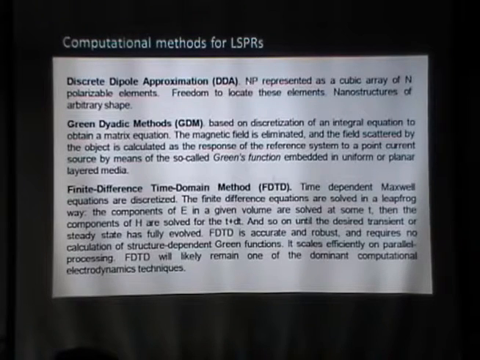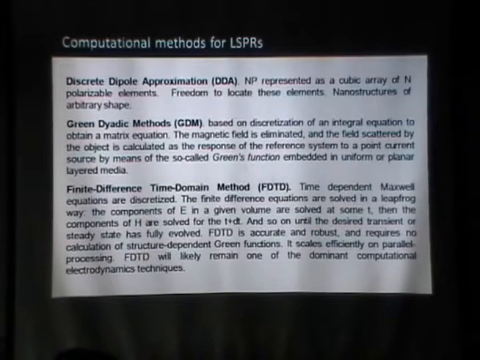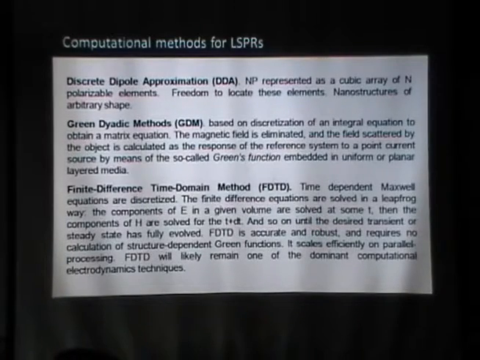The discrete dipole approximation. Here we represent our system by a cubic array of polarizable elements, or dipoles. And the Green dyadic method is a semi-analytical method, but for that one needs to know the Green's function of the geometry that is being solved. That's in some cases an important limitation. And the FDTD method solves the time-dependent Maxwell equations also in a discrete manner. And this is, in my opinion, one of the most versatile methods. And I think with time it will become the most popular.